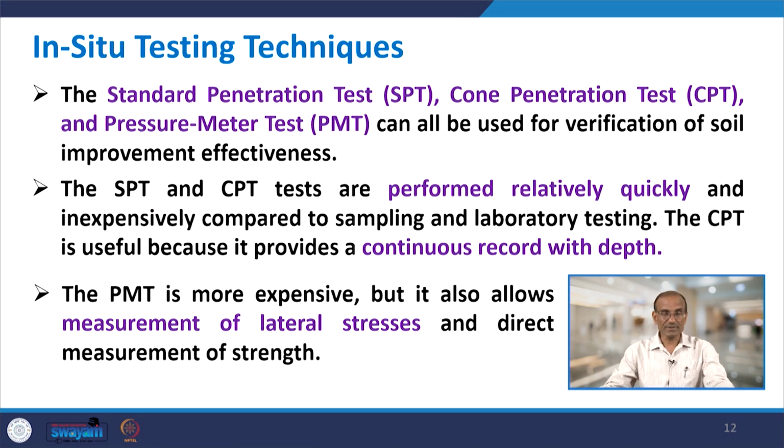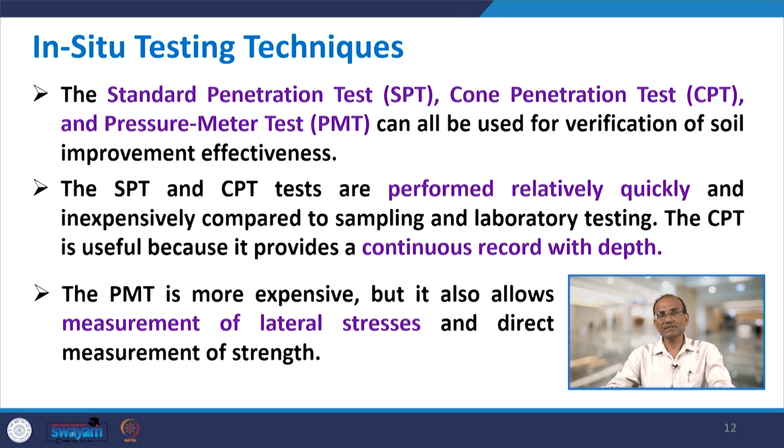And in in situ test, what are the different tests? Most popular is SPT, that is standard penetration test. Then you have cone penetration test, CPT. Pressure meter test, that is called PMT in short, can also be used for verifying soil improvement effectiveness. The SPT and CPT tests are performed relatively quickly and inexpensively compared to sampling and laboratory testing. The CPT is useful because it provides a continuous record with depth. The PMT is more expensive, but it also allows measurement of lateral stresses and direct measurement of strength.